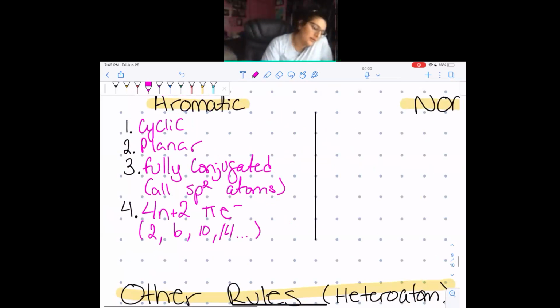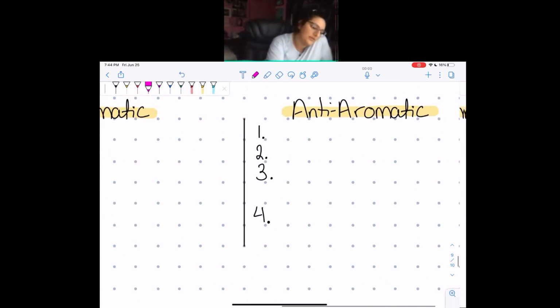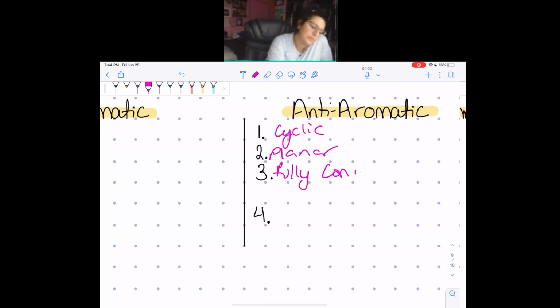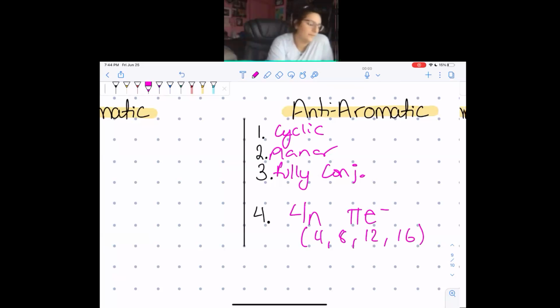Anti-aromatic is kind of cool because it has the first 3 rules: cyclic, planar, fully conjugated. The only difference is we have 4n pi electrons now. 4n is kind of stupid, so we're going to say 4, 8, 12, 16, etc.